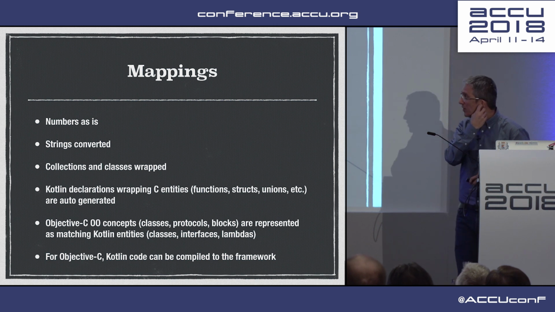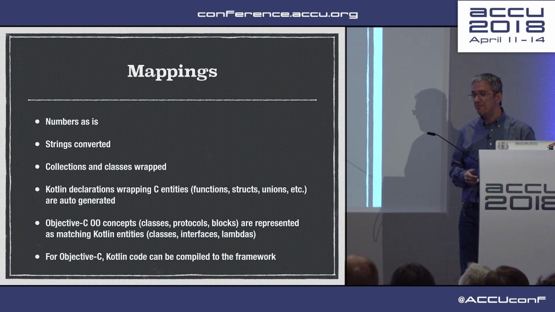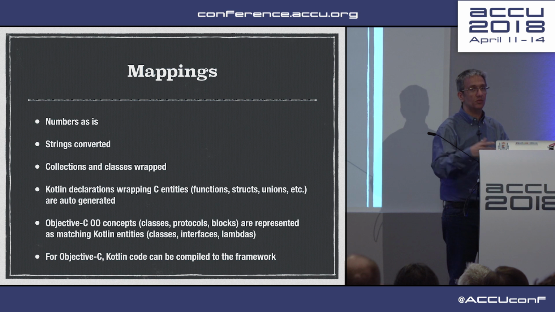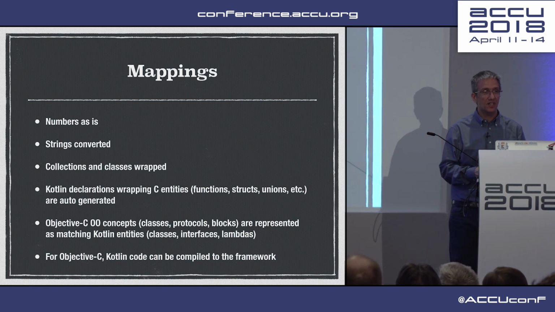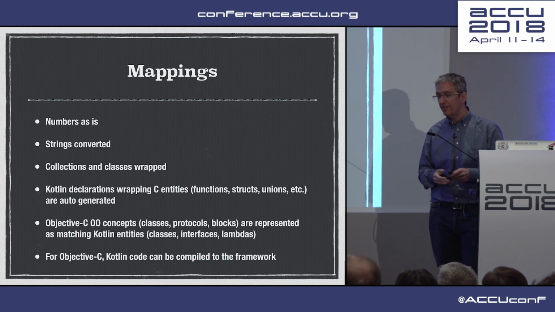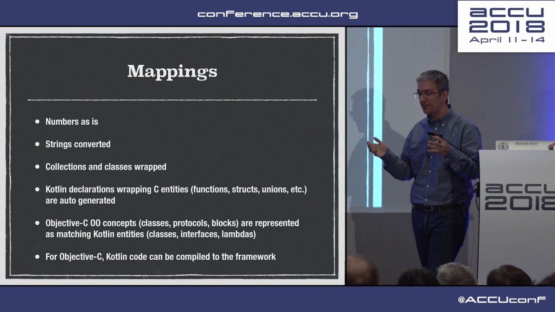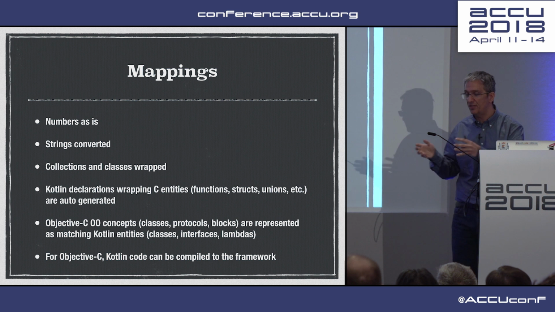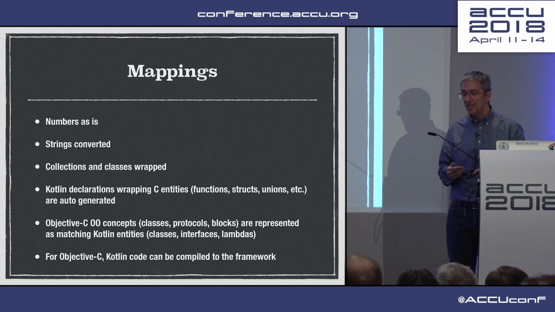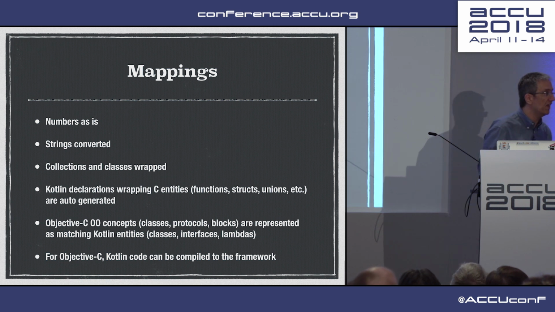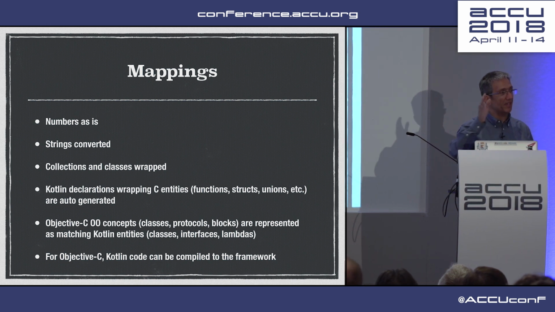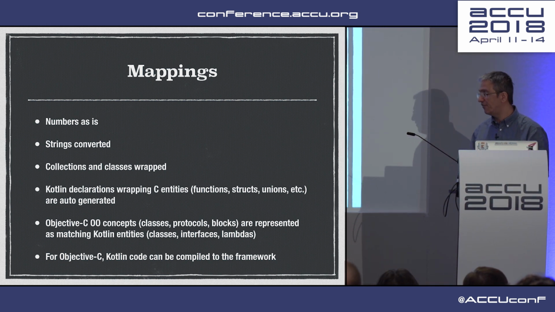How do the mappings work? Numbers are mapped as is, right? So an int will essentially be an int. Strings are converted. Collections of classes are wrapped. Kotlin declarations are wrapping C entities. So for example, there are ways to wrap structs, unions, etc. Typedefs can be mapped to type aliases. A lot of this information in detail is available on the Kotlin/Native GitHub repository, giving you explicit tables of mapping and how things are actually mapped back and forth.